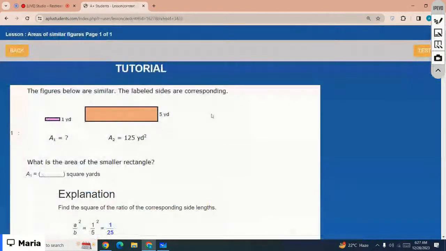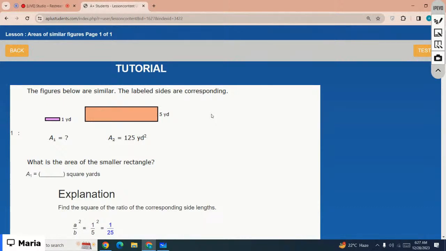The first example is: the figures below are similar. The labeled sides are corresponding. What is the area of the smaller triangle? We have already done the area of similar figures, so you have to do exactly the same thing here. Just calculate the squares of their corresponding sides and then equate them with their areas.